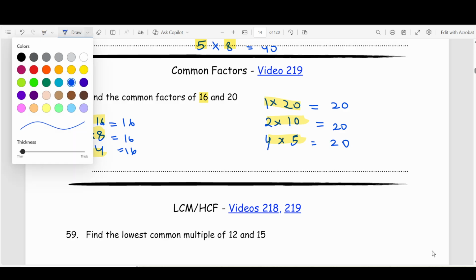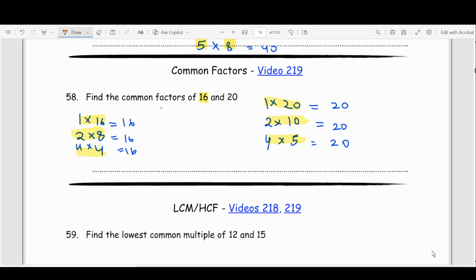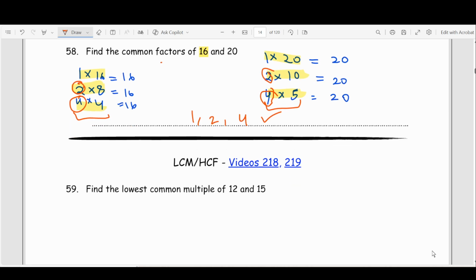Now let's see the common ones between them. So 1 is common, so 1 is always there, so we can just ignore it. If you see, can you tell me what are the common numbers that you see in both of them? So there's 1, 2, and 4. 2 and 4. Okay, very good. So 1, 2 and 4. That's great.